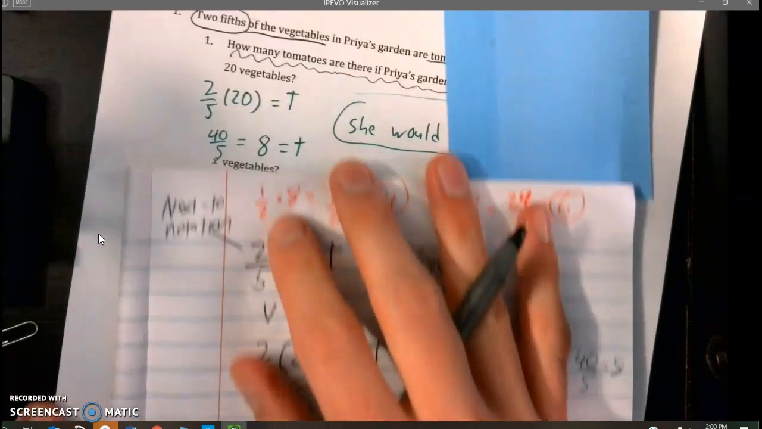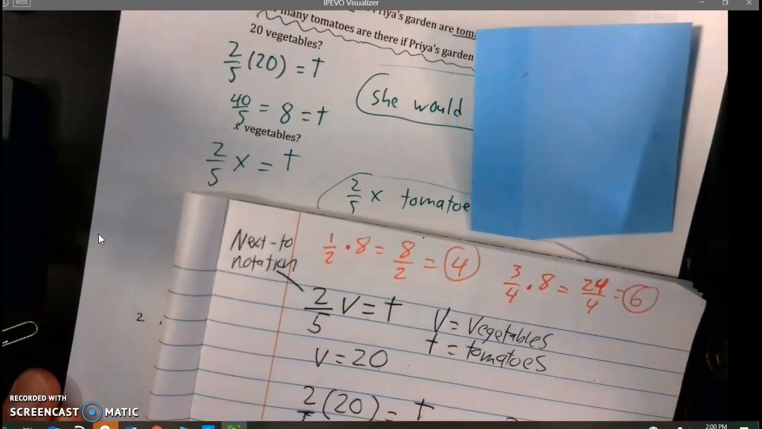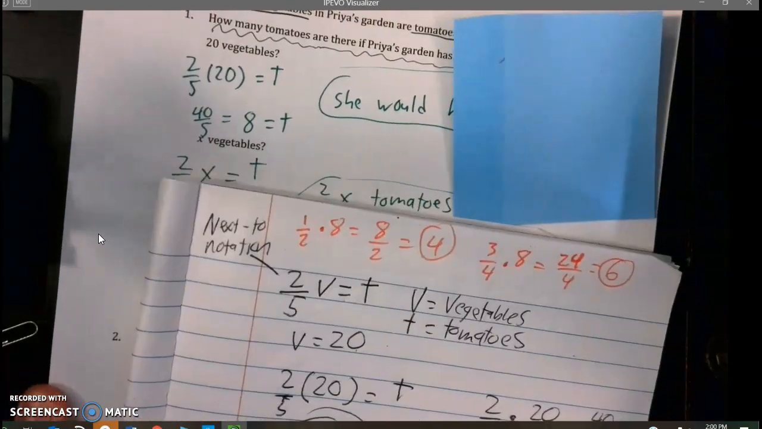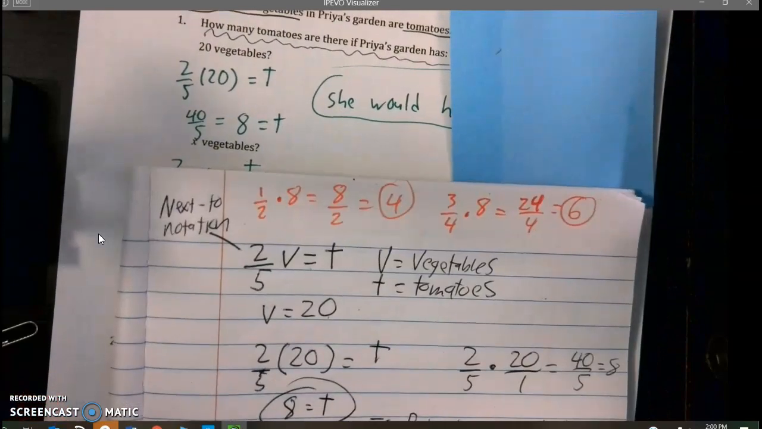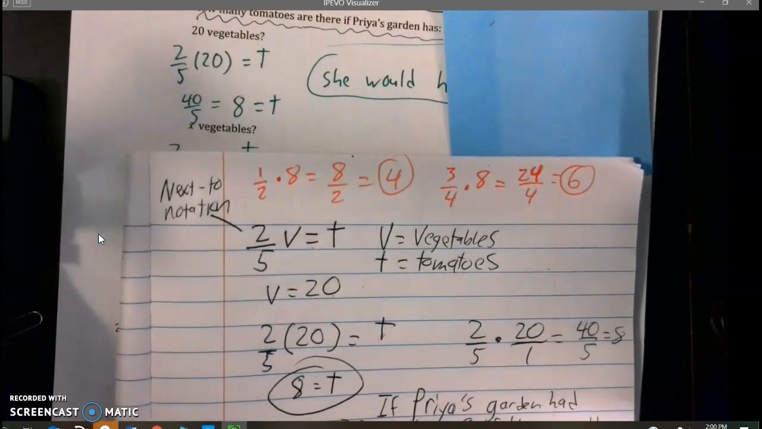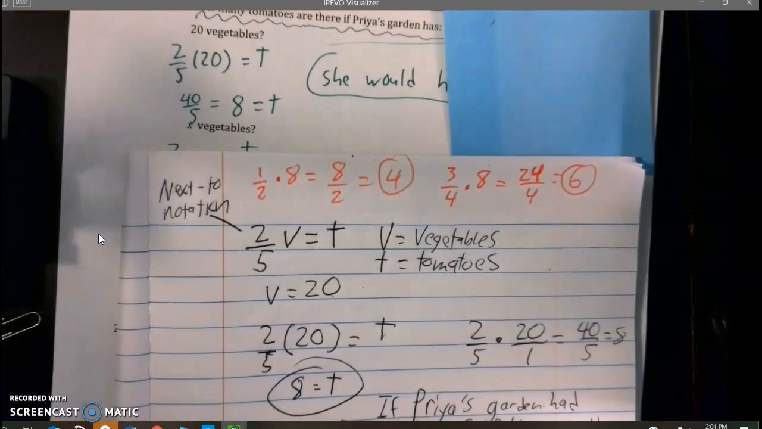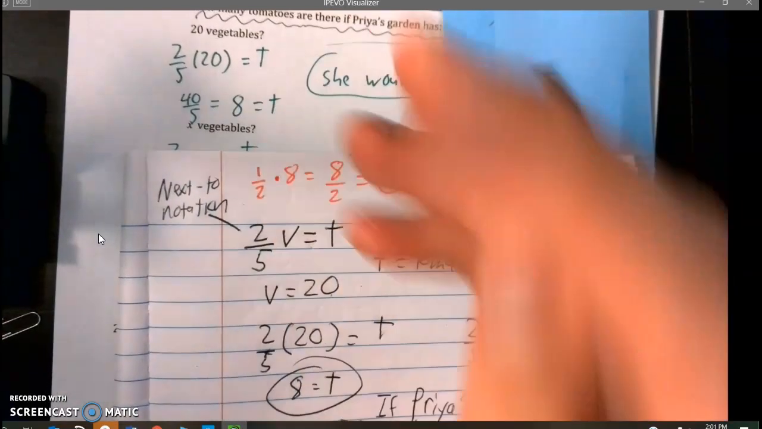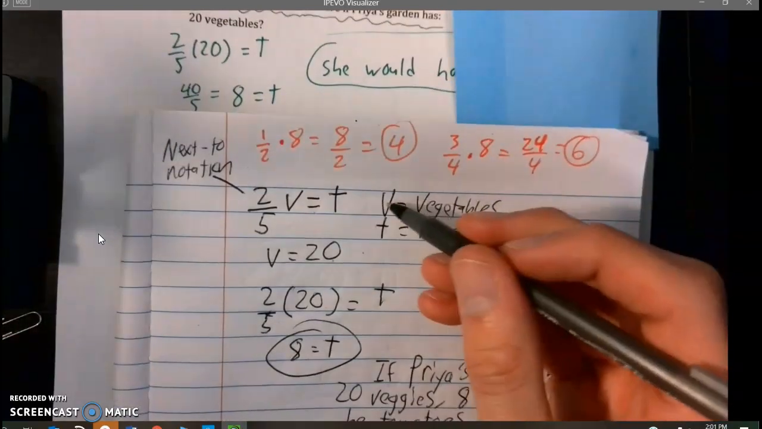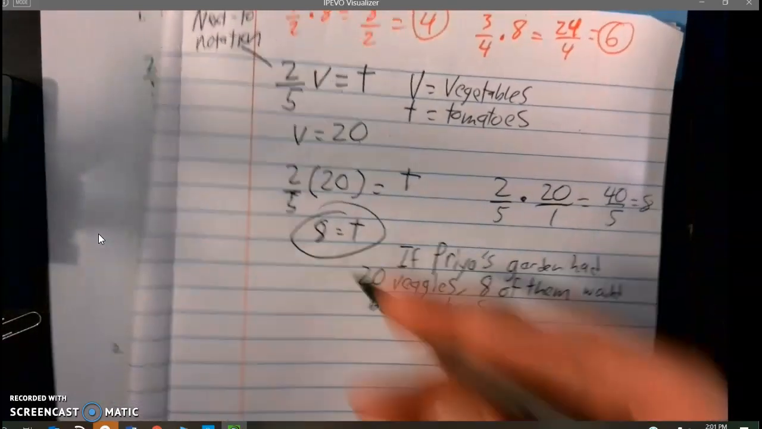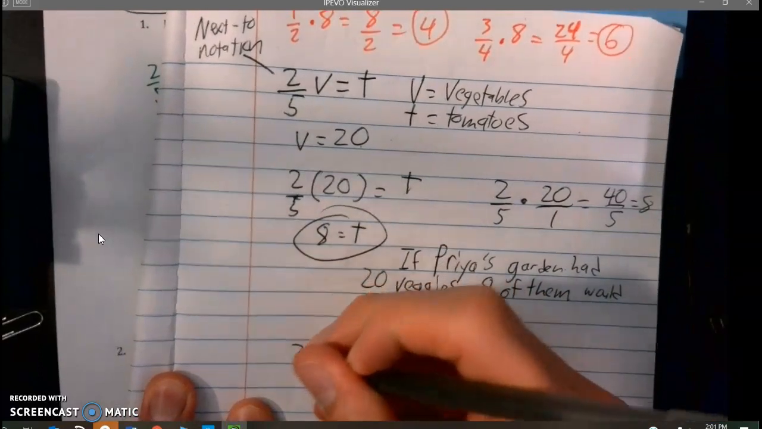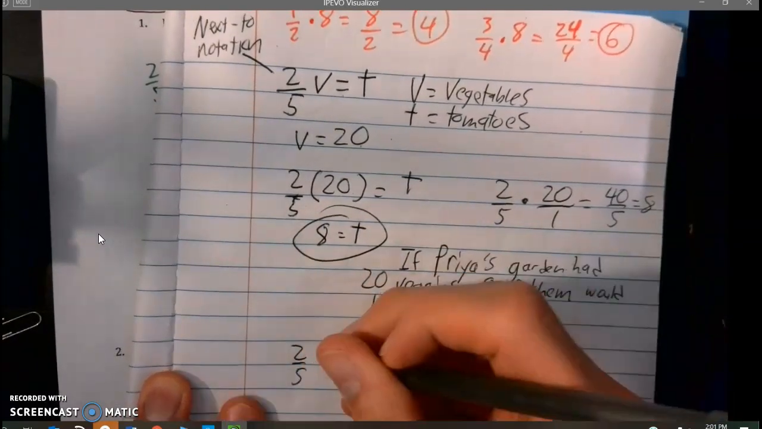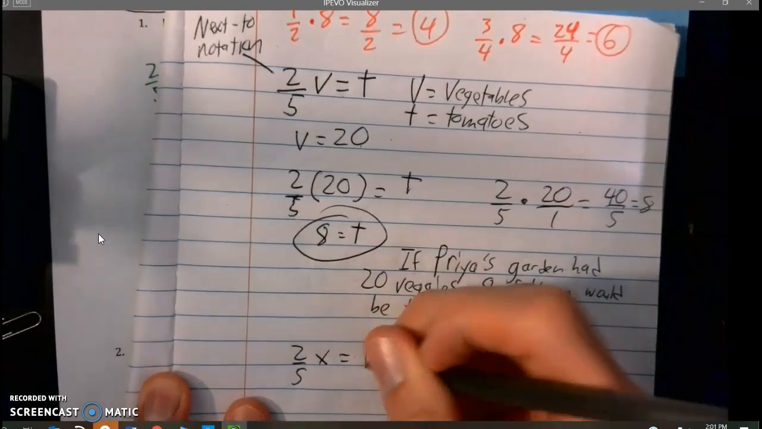And now, here is the work that I had before. If there were X vegetables, for that problem now, it's the same idea as before, but they're not giving us a number. It just says X vegetables. So we could just replace this V we used before and say 2/5 of X vegetables is my tomatoes.